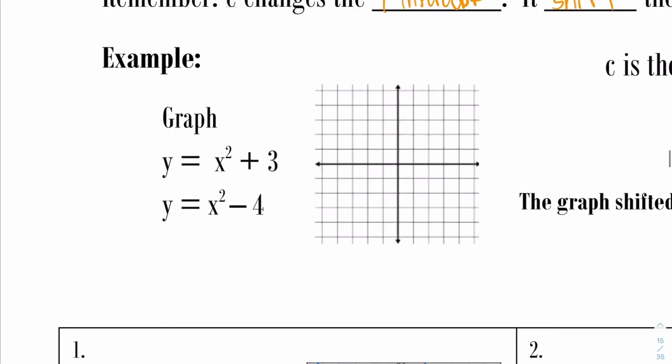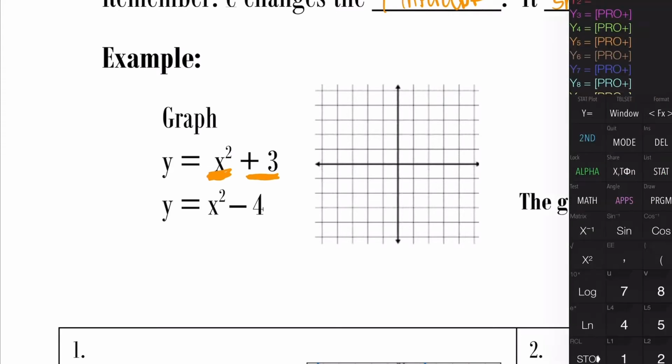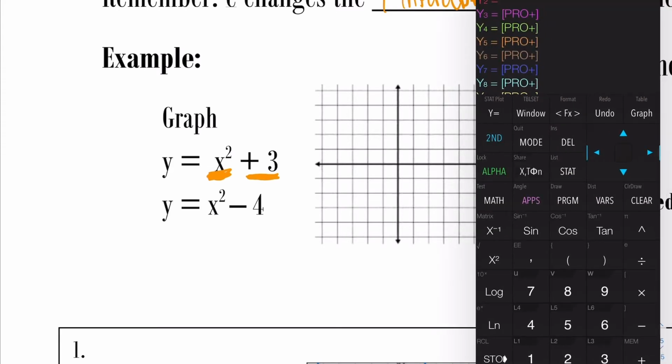Let's go ahead and graph these two things really quickly. This is the parent function, and then we're going to do a plus 3 on top of the parent function. In my calculator, I'm going to put x squared plus 3, and then look at the table. And we should get the familiar shape that we're used to seeing.